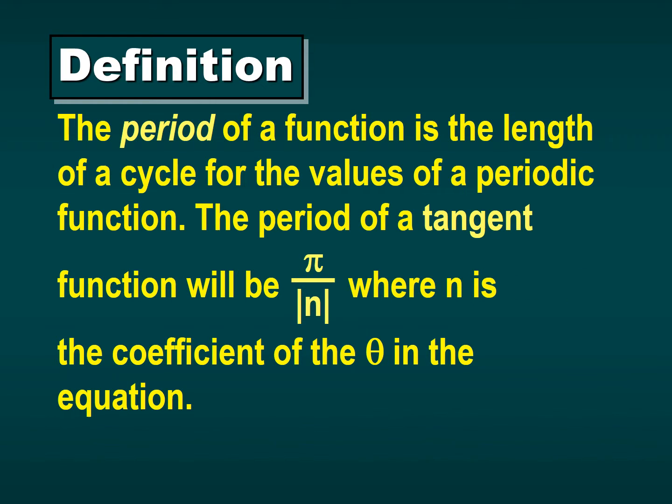So tangent is a little different because tangent has, in general, f of x equals tangent theta. The period of that function is pi. So if we want to know what the period of tangent is when we have an n value, we have to do pi divided by the absolute value of n.